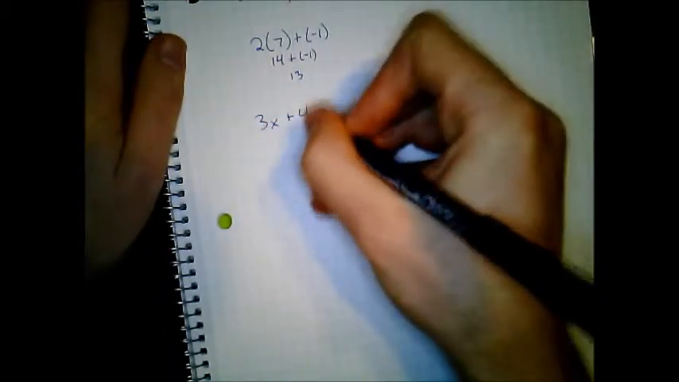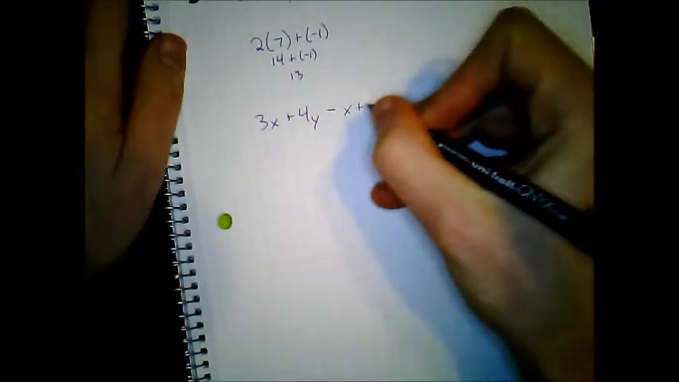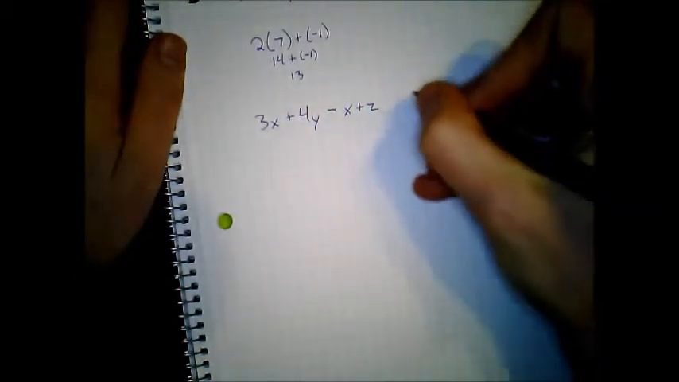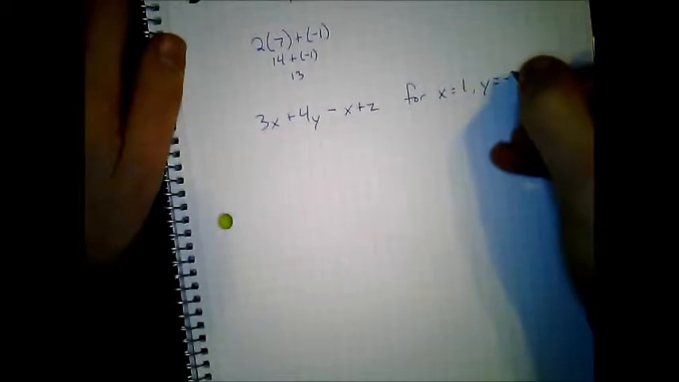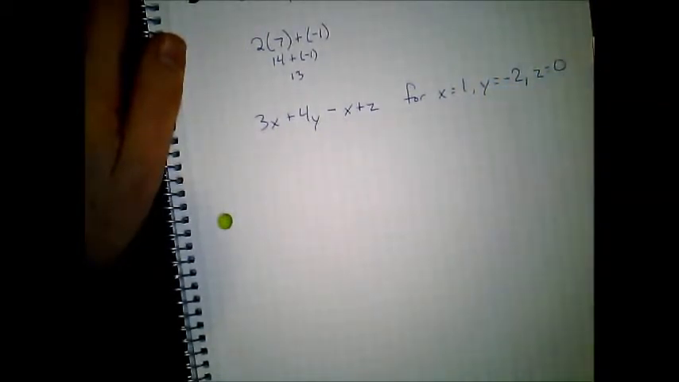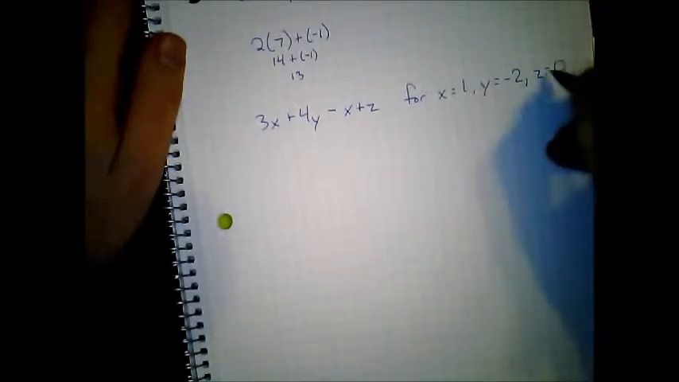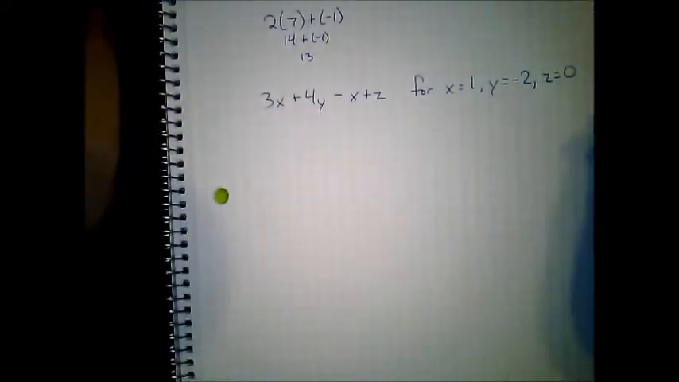Another example. 3x plus 4y minus x plus z for x equals 1, y equals negative 2, and z equals 0. So press pause, try this one on your own, then press play when you're ready to check your work.